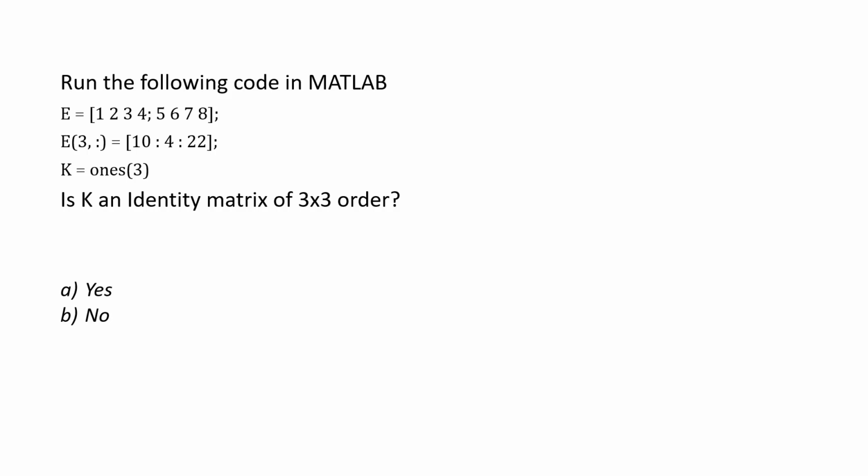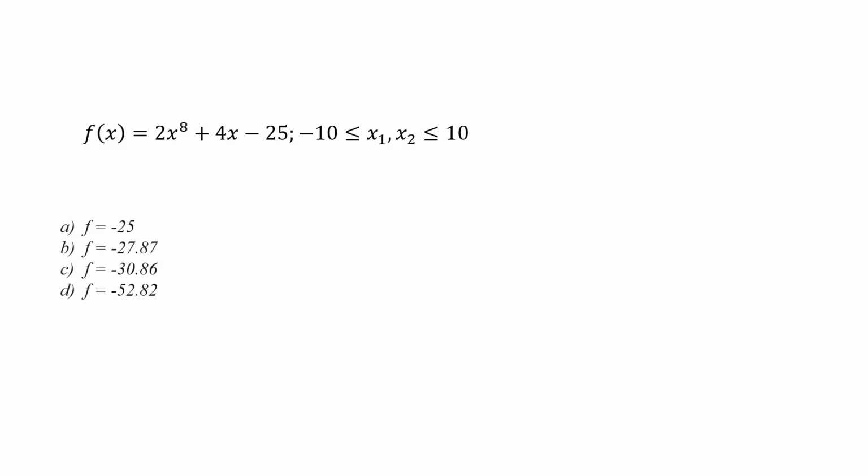Then we are creating one more variable, that is k equals ones(3). We know what ones will give: a matrix with all the values as 1. It will be a 3 by 3 matrix with all 1s. So is k an identity matrix? Obviously not. If you want an identity matrix, instead of ones you should use eye(3). So the correct answer will be no. Okay, let's move on to the next question.